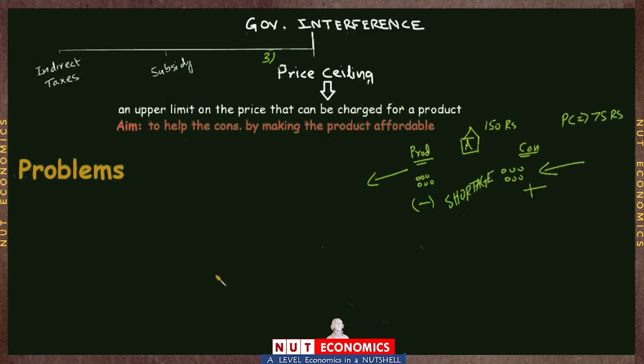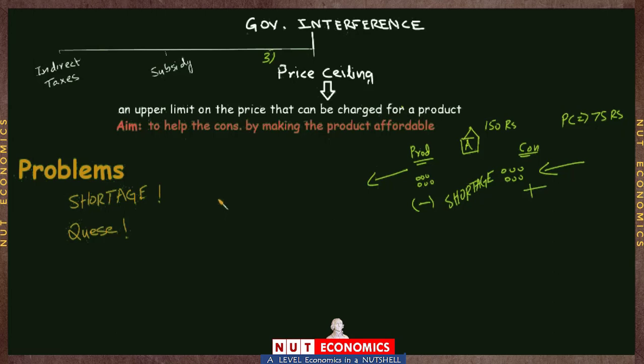So let me write that down over here. Shortage, that is the result of putting a price ceiling on any product. It will lead to a shortage. And due to the shortage, you will start seeing long queues outside the shops trying to buy this product on which the price ceiling has been levied. Now, this is exactly what happened during the infamous oil crisis of the 1970s in the USA.